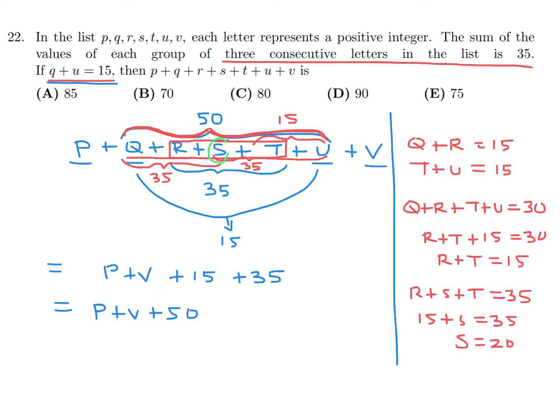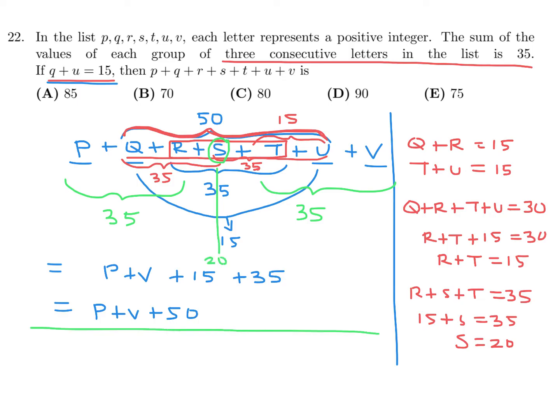So if S is 20, well, these 3, they're 35. These 3 are 35. And then we add that to the S, which is 20. And there you go. So the entire lot would be 35 plus 20 plus 35. So that's 90. So I guess the key to this was arriving at this. 90 is the answer, so number 22, that would be D.